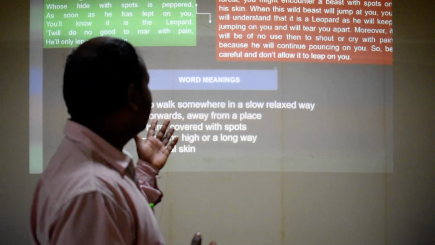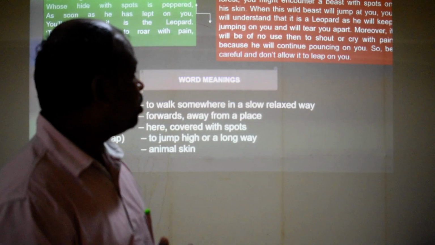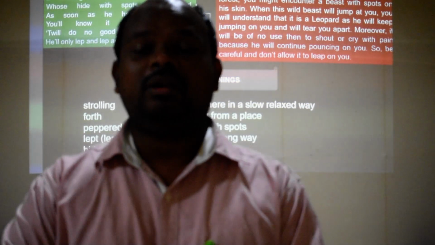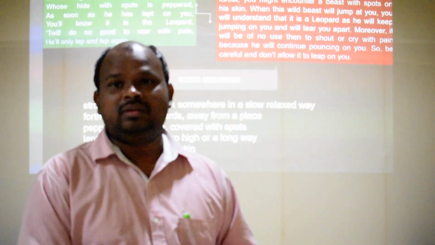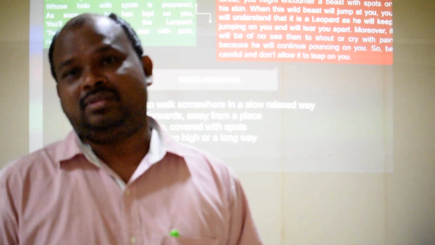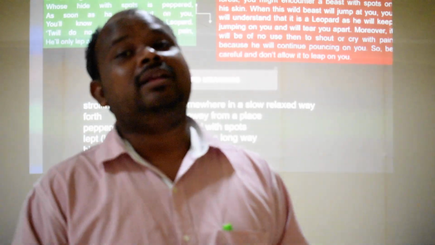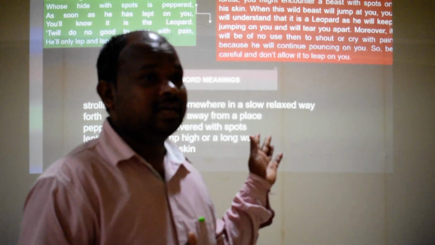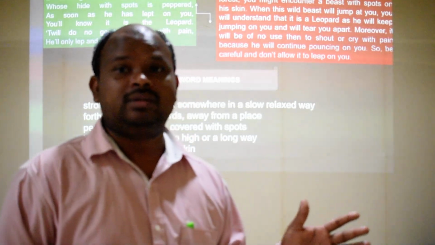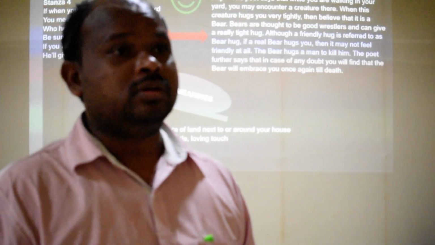And that's why, moreover, it will be of no use to shout or cry with pain once you are caught by a leopard. That would be the end of our lives. That is what the poet is trying to tell us, so how they are dangerous. We go to the next slide, the fourth stanza, and see what it talks about.